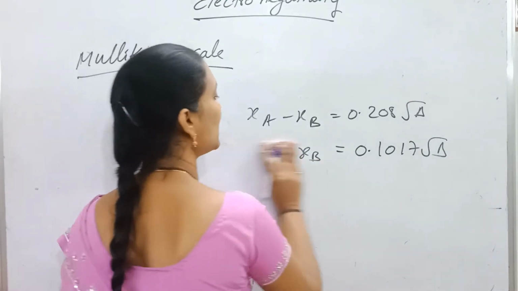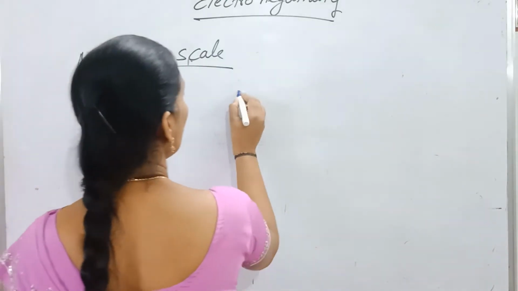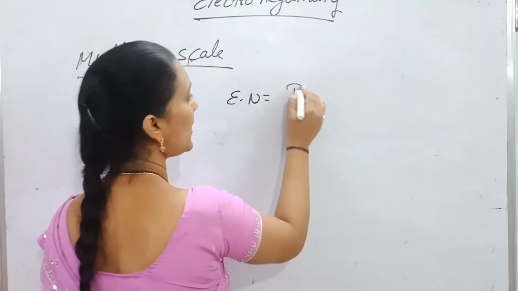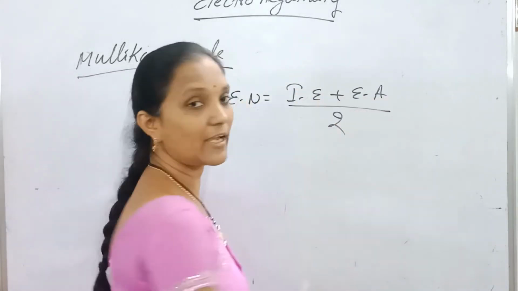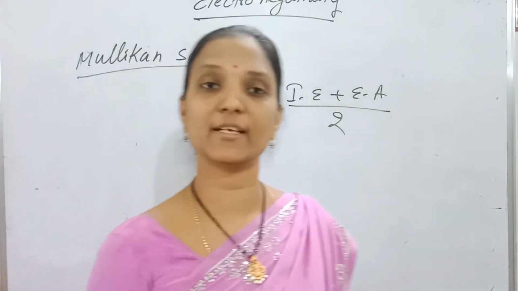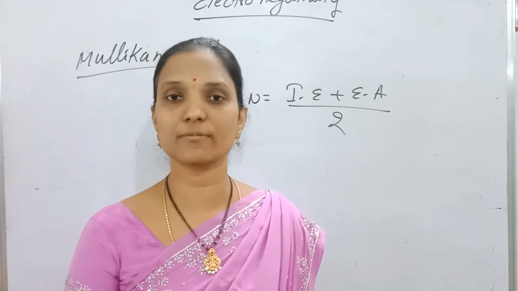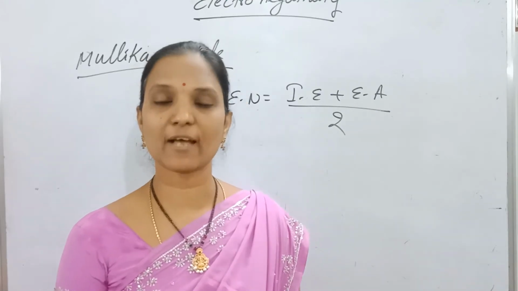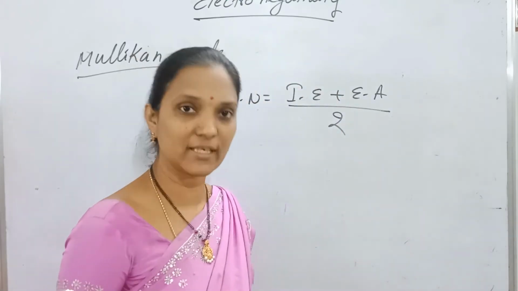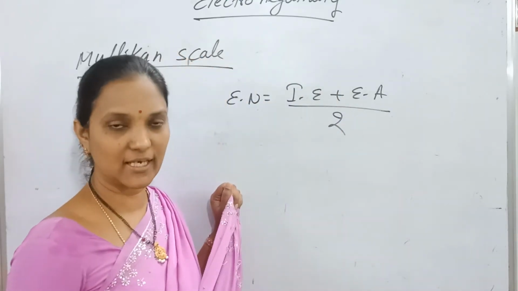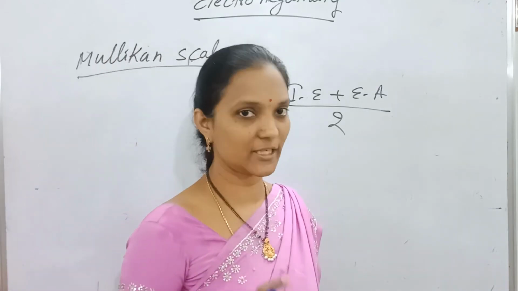Now in Mulliken scale, how to calculate electronegativity? What are the parameters used? Electronegativity is equal to ionization enthalpy plus electron affinity by 2. The average of ionization enthalpy, the energy required to remove the electron, and electron affinity, the energy released when an electron is added. From this average we can find the electronegativity. So electronegativity of any element in Mulliken scale is equal to ionization energy plus electron affinity by 2.